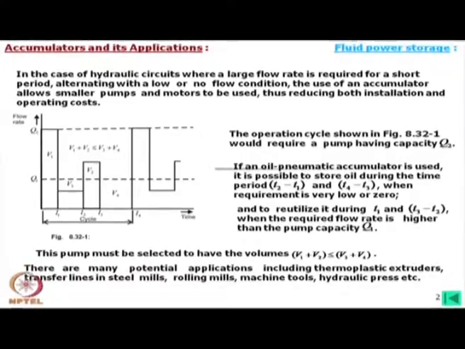There are many potential applications including thermoplastic extruders, transfer lines in steel mills, rolling mills, machine tools, hydraulic press, etc. These are only a few to mention.